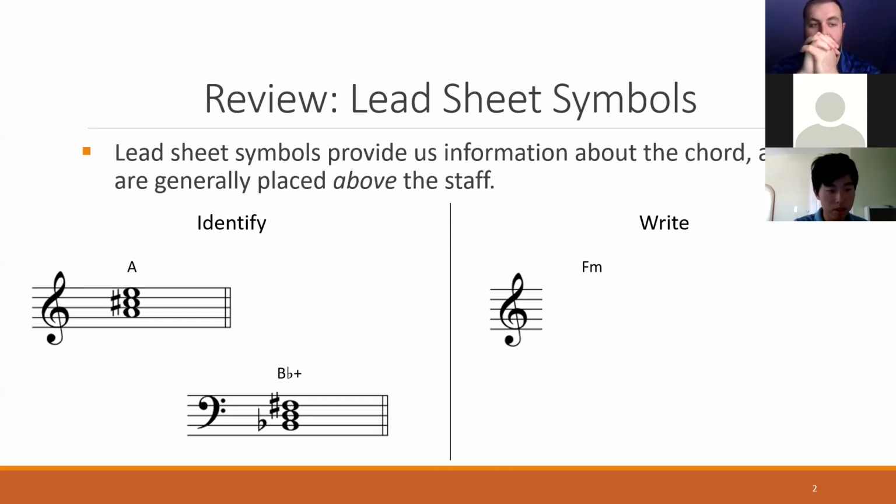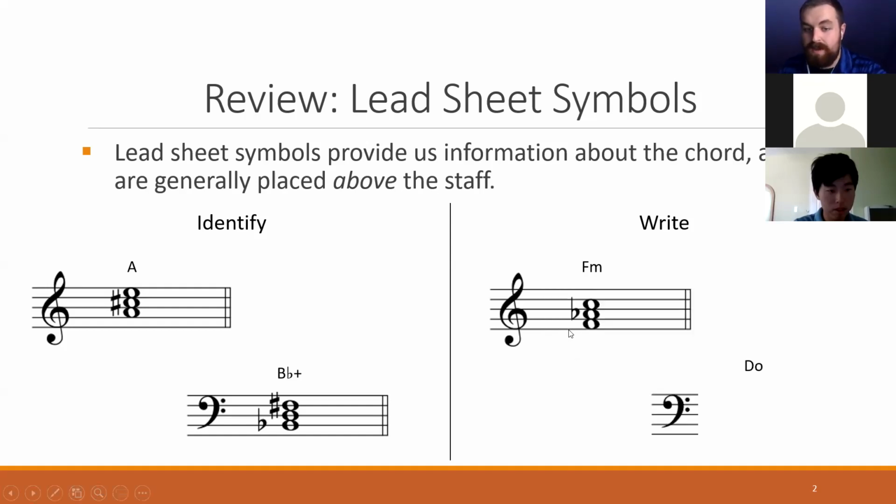What do we got? Okay, okay, okay. Yes, excellent job. F, A flat, and C. F up to A flat is a minor third, and F up to C is a perfect fifth. It is the same as 1, 3, 5 in a minor scale. That is a minor chord.